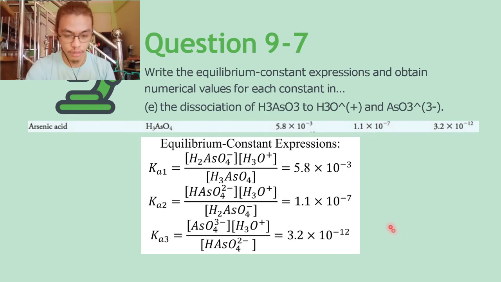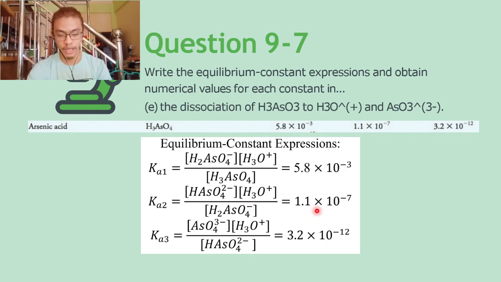Since we had 3 equilibrium equations, we need to have 3 equilibrium constant expressions, and since this is an acidic dissociation, we could just refer to the table for their values. All of their values are taken into account in the table, which is here. The first Ka is in the first equilibrium equation, which is between the H2AsO4 minus and the hydronium ions in the product, and the H3AsO4 in the reactant, which yields 5.8 times 10 raised to negative 3.